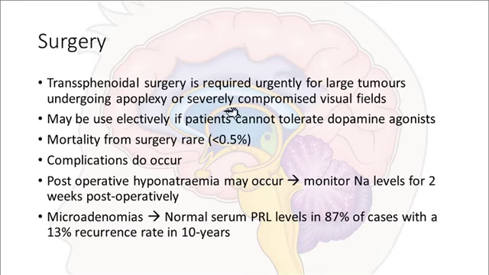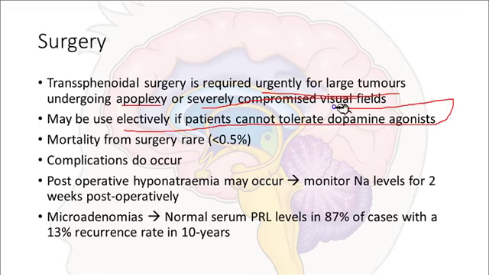Transsphenoidal surgery is generally required urgently for large tumors undergoing apoplexy, or those that severely compromise the visual field because they actually are pressing on the optic chiasm itself, right? It may be used electively in patients who cannot tolerate dopamine agonists. The mortality rate from surgery is less than 0.5%, but complications do occur, and we've discussed the complications associated with transsphenoidal surgery, such as meningitis, CSF leakages, diabetes insipidus, arachnoiditis, etc.